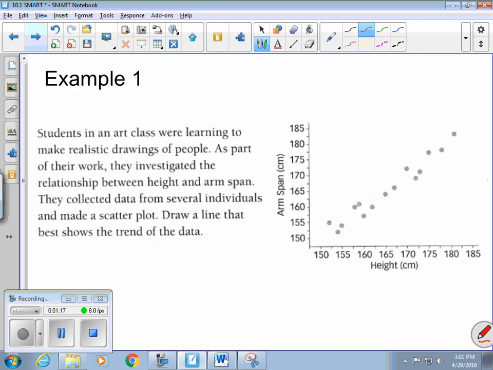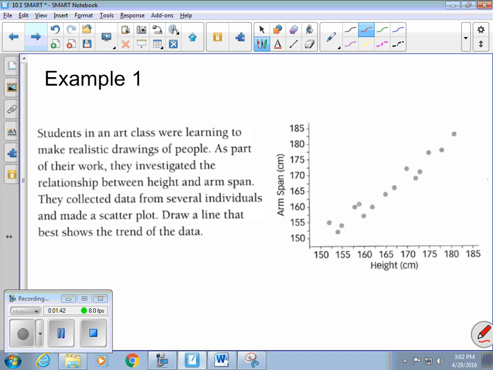In this first example, students in an art class were learning to make realistic drawings of people. As part of their work, they investigated the relationship between height and arm span. They collected data from several individuals and made a scatter plot. Draw a line that best shows the trend of the data. So what I'm going to give you first are a couple of lines that would be incorrect.